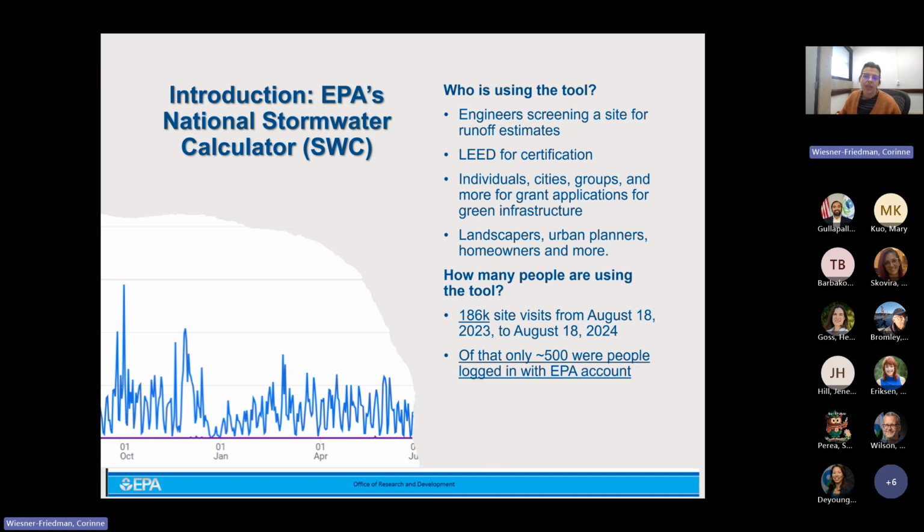Additionally, individuals, cities, and groups do use this tool for grant applications, usually as part of their first step in that application process. And additionally, we get other people who are just interested in doing things on their homes or making personal decisions about what to do with their stormwater using this tool.